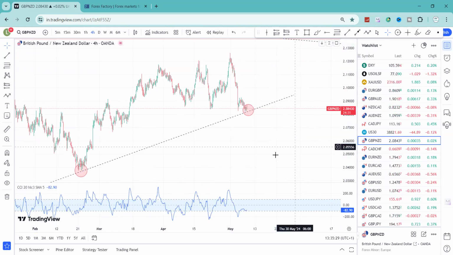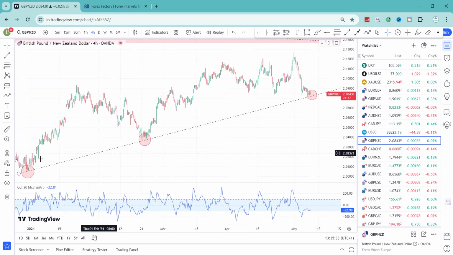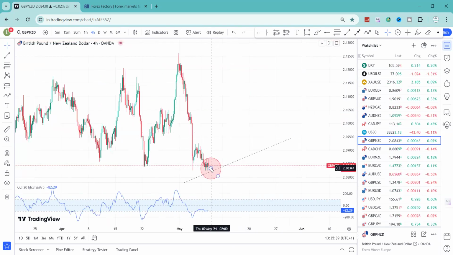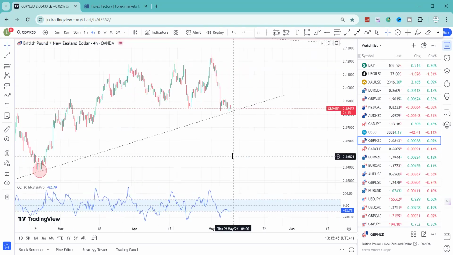Right now, that's exactly one of the things that made me okay. Look, price is on the trend line again. Since we've had first touch, second touch, this trend line is acting as trend line support. I'm expecting that price is most likely going to respect this zone and continue to move upward.